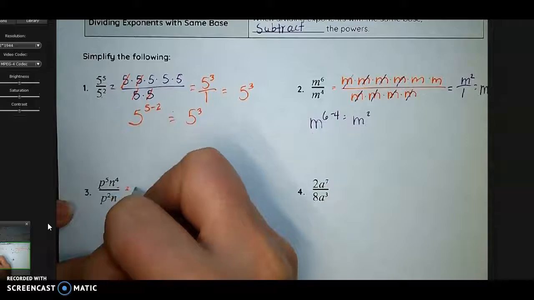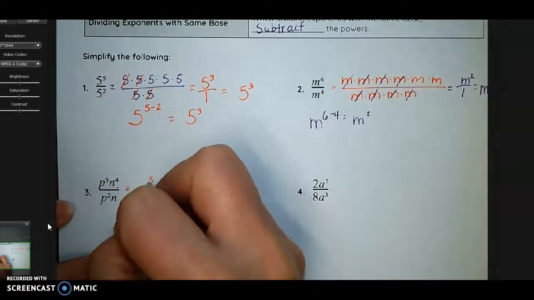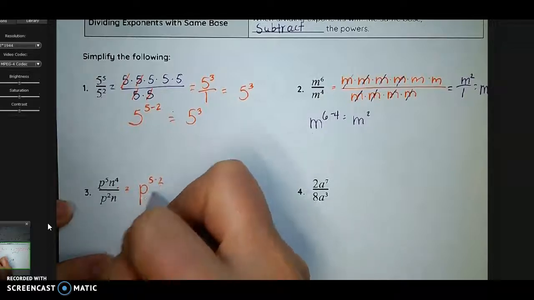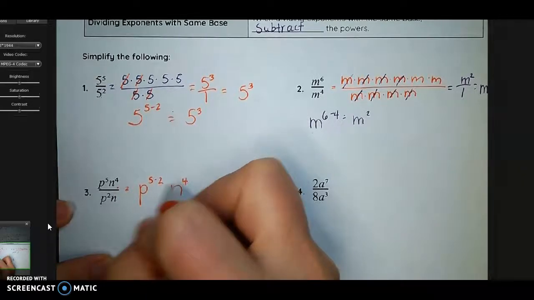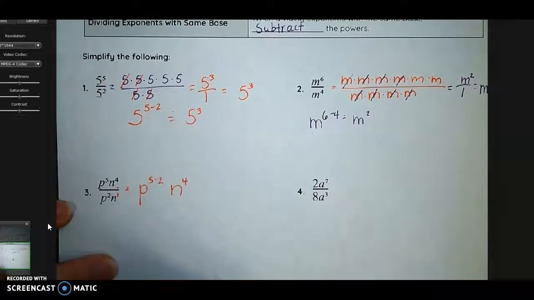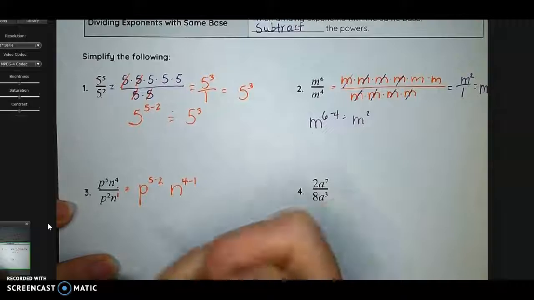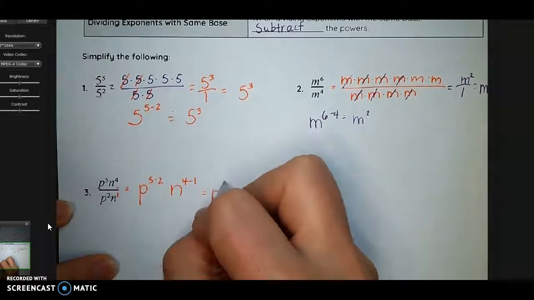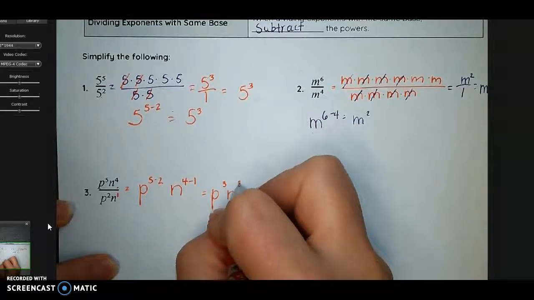So I can think about this as p to the 5 minus 2, and then I'll have n to the 4 minus 1. And there's a 1 there. We just don't write it. We just know there's just one n. So when I simplify that, I'm going to get p to the 3rd times n to the 3rd.